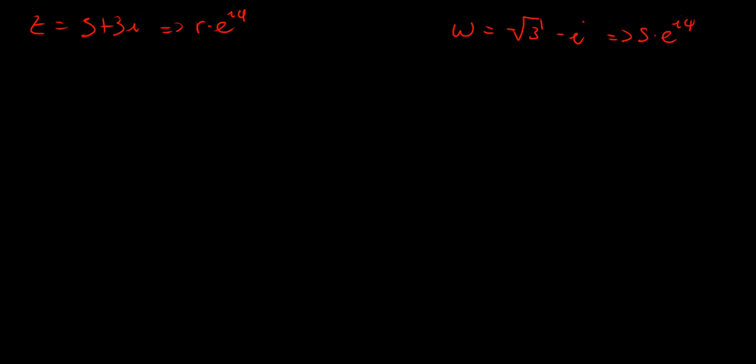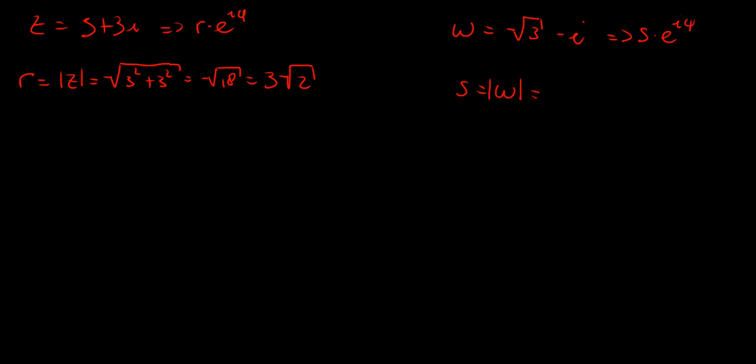Let's first calculate for z, r, which is the modulus of z, which is the square root of 3 squared plus 3 squared, which is square root of 18, which is equal to 3 square root 2. For w, s is equal to the modulus of w, which is the square root of 3 squared plus minus 1 squared, which in our case is exactly equal to 2.